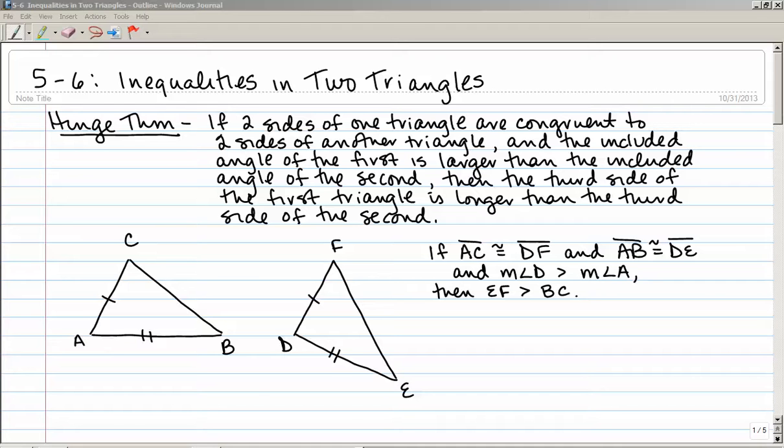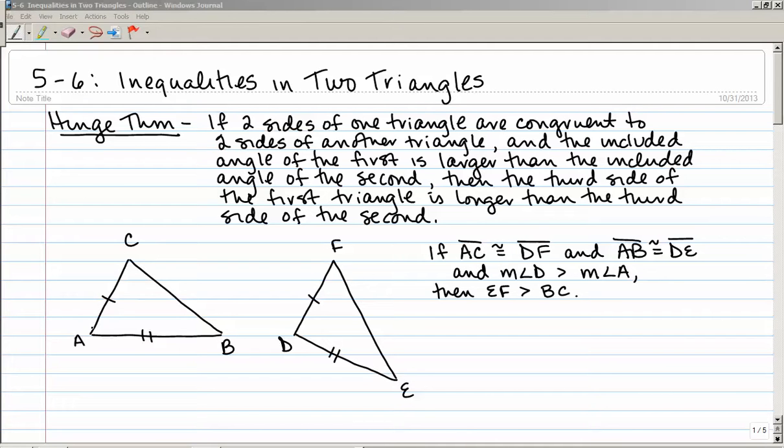Sometimes this is also called an SAS inequality, because what you're looking at are two congruent sides of triangles and the included angle. So you would have a side, an angle, and a side, an angle, and a side. But this is not like the SAS we did in the last chapter. This would be an inequality.